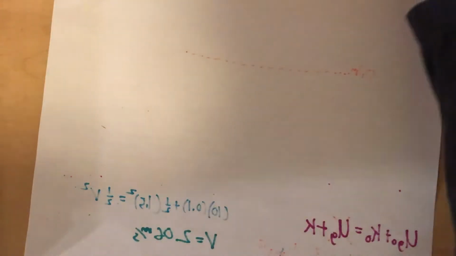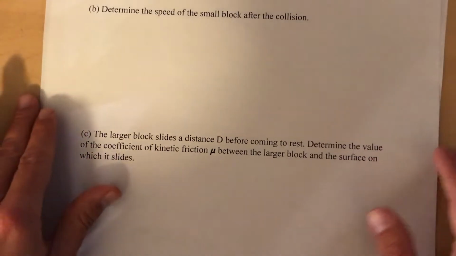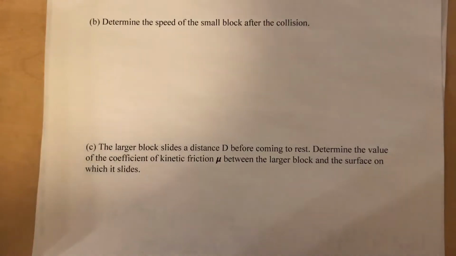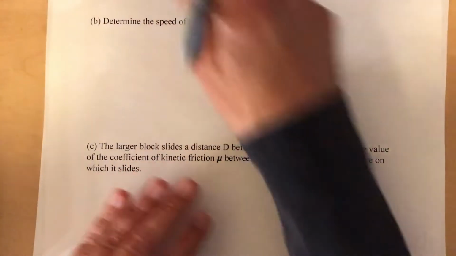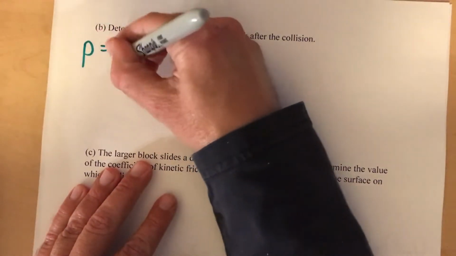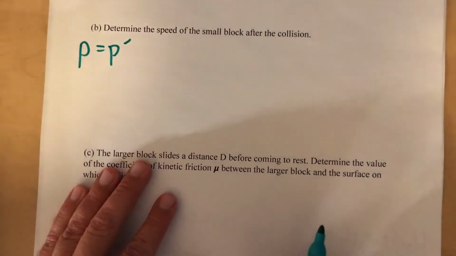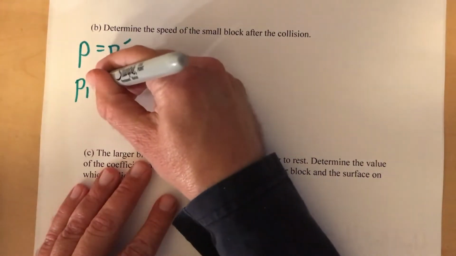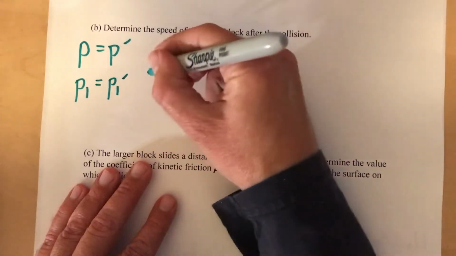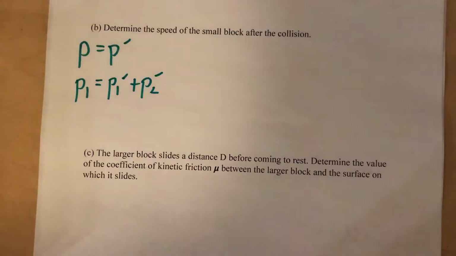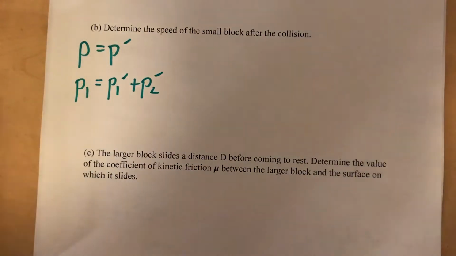The next part here, let's move that off and get this here. So they say determine the speed of the small block after the collision. So collision problems are always conservation of momentum. We know that the momentum of the system before is equal to the momentum of the system afterwards. Well, the only thing moving before was block 1. So the momentum of block 1 before is equal to the momentum of block 1 afterwards, plus the momentum of block 2 afterwards. Now we can start to substitute in for these.